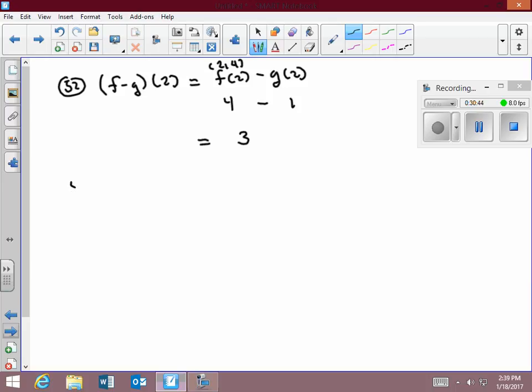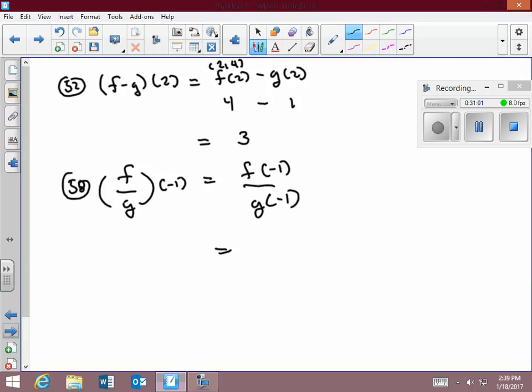So let's look at 58. It says f over g of minus 1. So it says f of minus 1 over g of minus 1. So what's f of minus 1? So you go to the f function and you go to where x is minus 1 and y is what? F is minus 1, what's y? 0, right? On the f function.